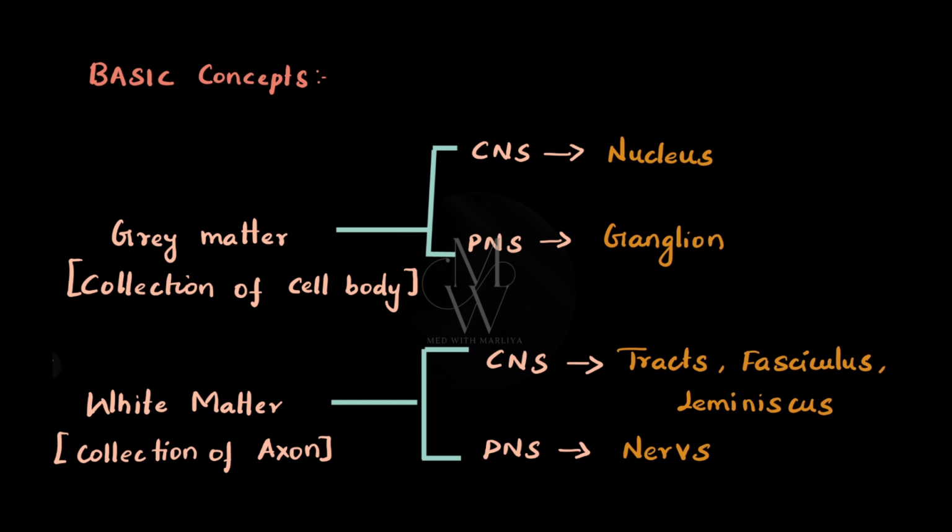Why do we call it by three names? Because there is a minor difference between them. Tracts have the same origin, course and termination. Fascicles have different origin, course and termination. Lemniscus is just an ascending sensory tract in the brainstem. And in the peripheral nervous system, we call white matter simply nerves.